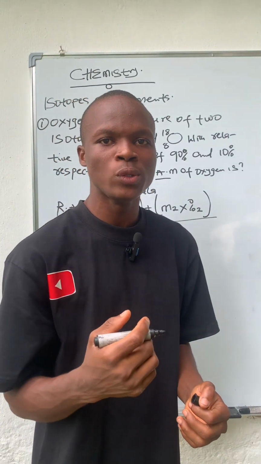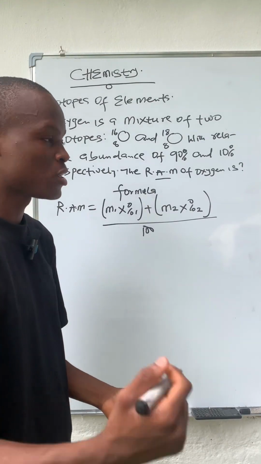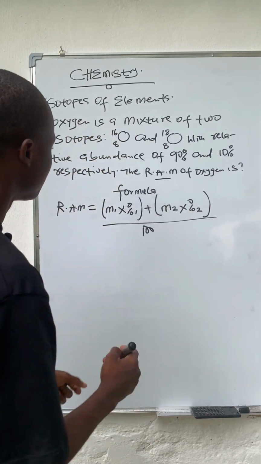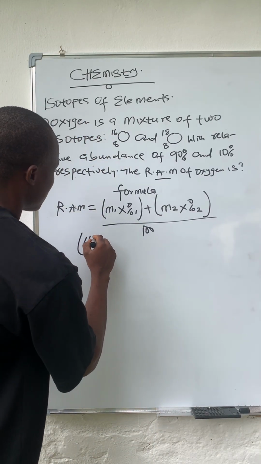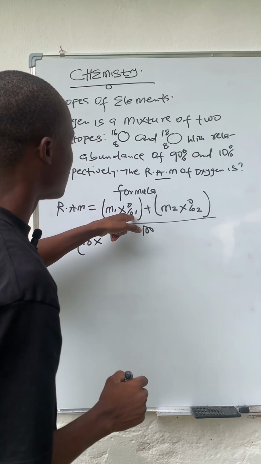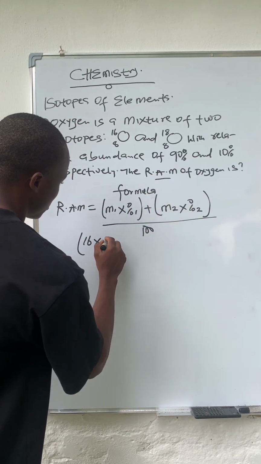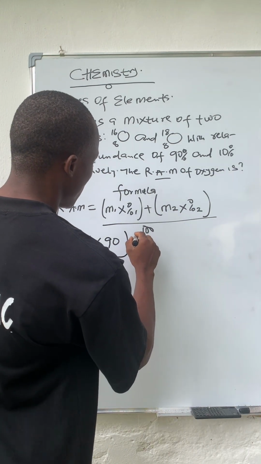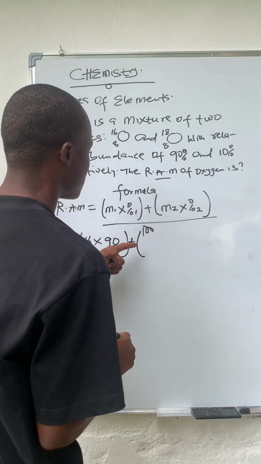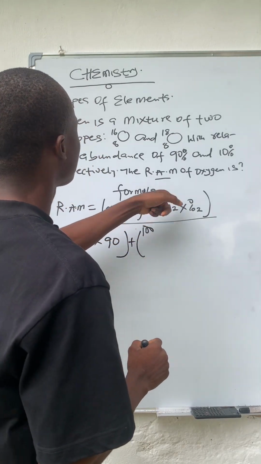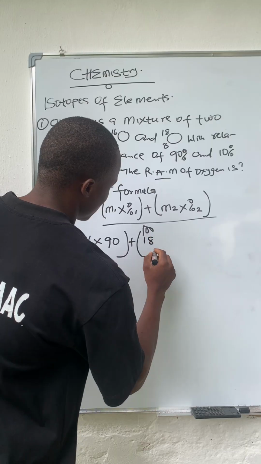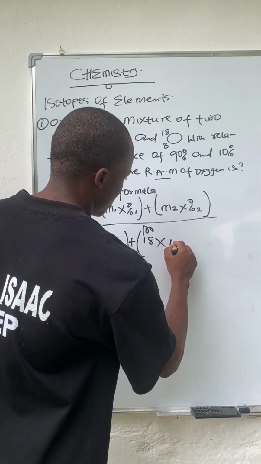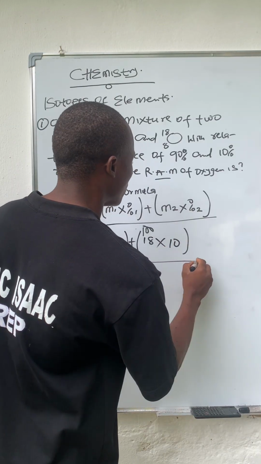The next thing you have to do is substitute what we just said. Mass 1 is what? Mass 1 is 16, times percentage 1. What is percentage 1? 90. Do you understand? You close the bracket. Plus, what is mass 2? Mass 2 is 18. Times what is percentage 2? Percentage 2 is 10. So you close it. All in what?